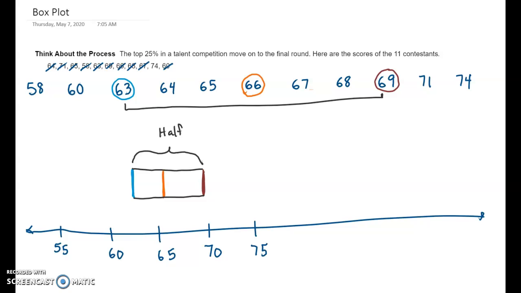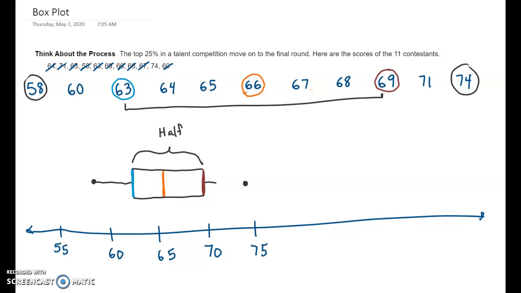Then the next thing we do is we do the whiskers of the box plot. The whiskers are the minimum value, which is 58. So I'm going to plot 58 as a dot and turn that into a whisker out to the box. And then the maximum value, which is 74. So I'm going to plot that as a whisker.